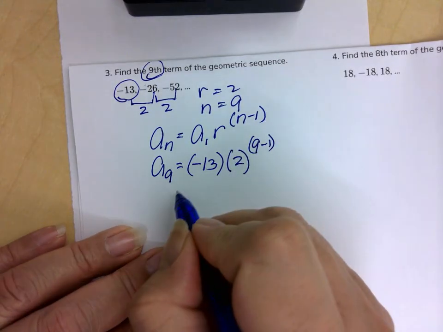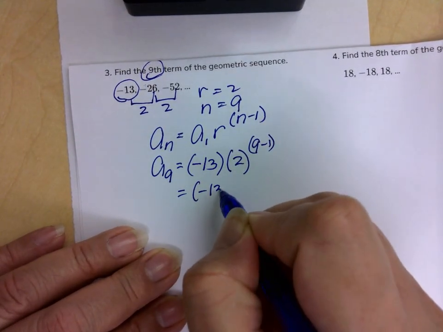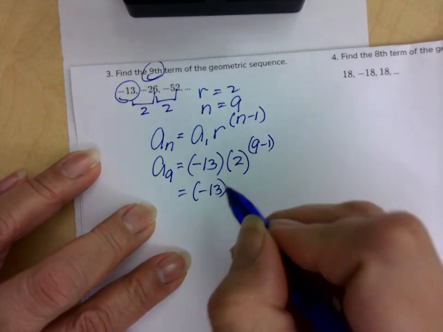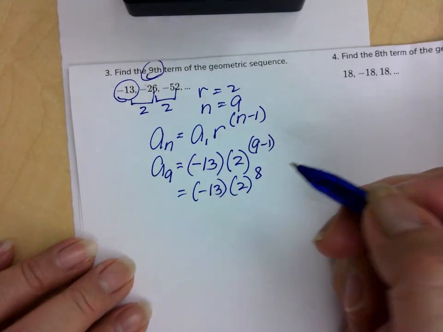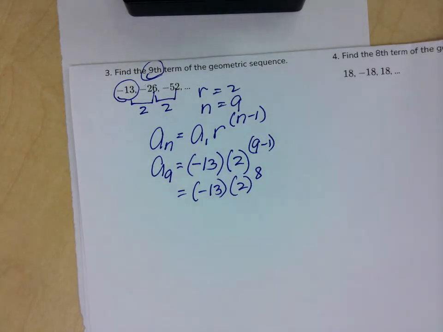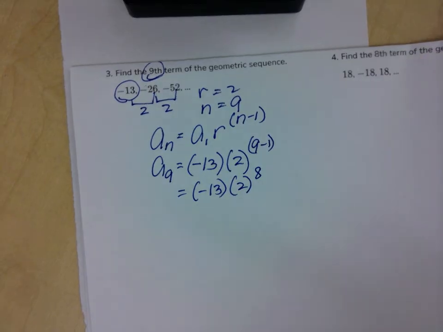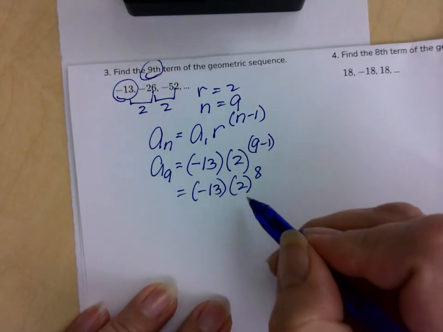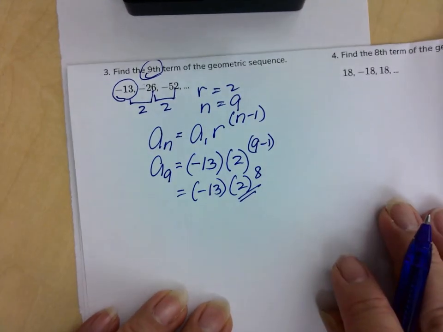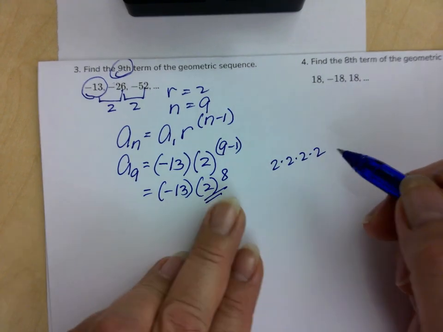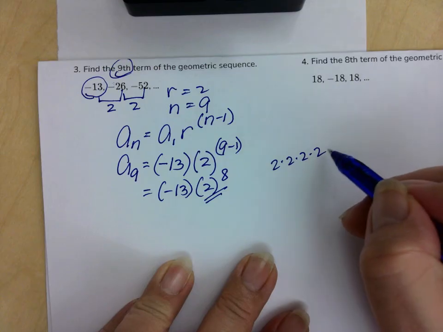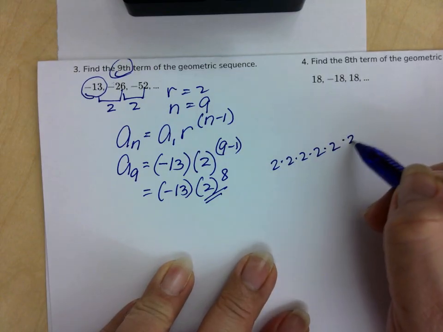So let's rewrite. Bring down negative 13 and then times 2. 2 is raised to the 8th power. With this one, we will be using a calculator, because 2 to the 8th power means you will be multiplying 2 to itself how many times? 8 times. So 1, 2, 3, 4, 5, 6, 7, 8.